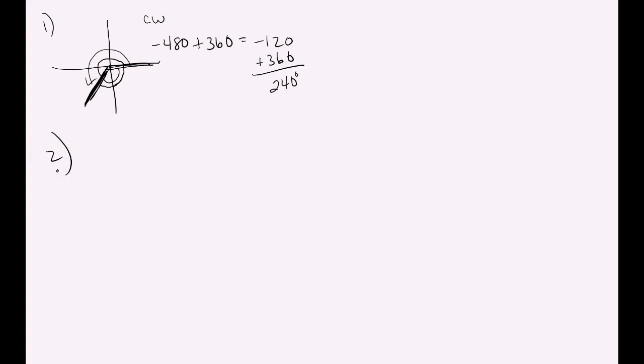Number two, negative 85. So this one's pretty easy. It's got the negative, but 85 is a manageable number, and it's almost to 90. So it would be somewhere like right there, okay?